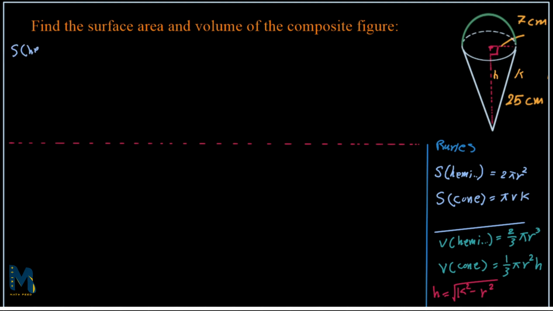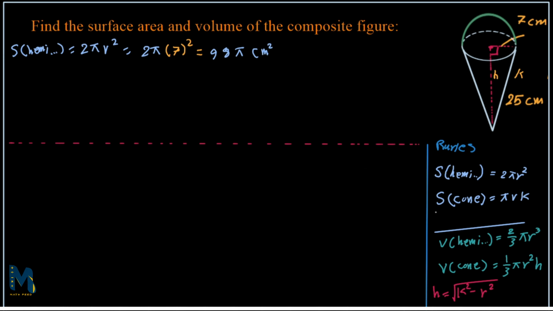Surface area of a hemisphere equals, just rewrite the rule first, 2 pi r to the power 2. Instead of radius we have 7, so just substitute it. 2 pi times 7 to the power 2. By a calculator you are going to find the result. 7 to the power 2 is 49, multiplied by 2 is 98 pi centimeters square. This is how we find the surface area of a hemisphere.